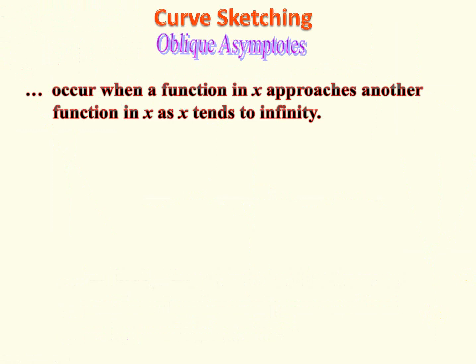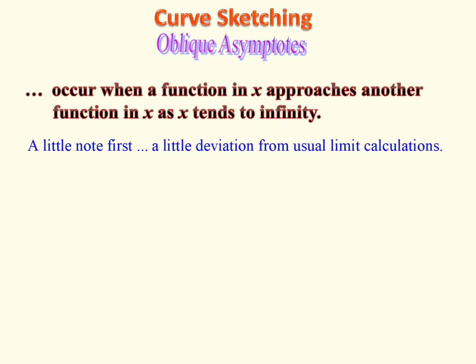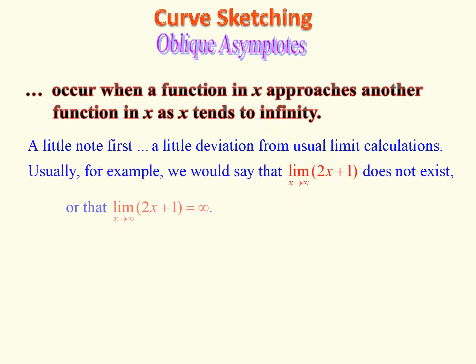So they occur when a function in x approaches another function in x as x tends to infinity. Now that sounds very confusing, but let's have a look at what that means. Little note, deviation from usual limit calculations. So here, for example, we'd say that the limit of 2x plus 1 as x tends to infinity does not exist, or that the limit equals infinity.